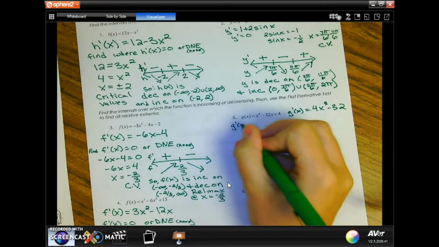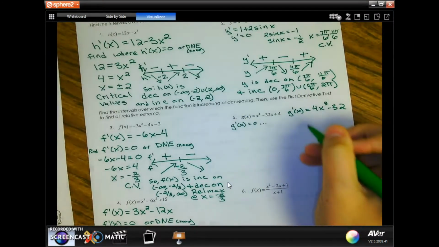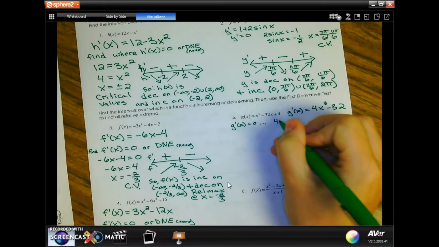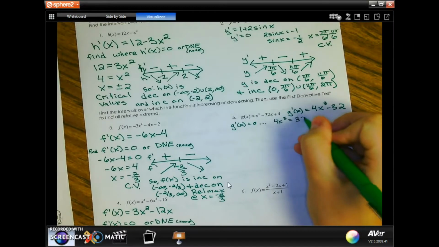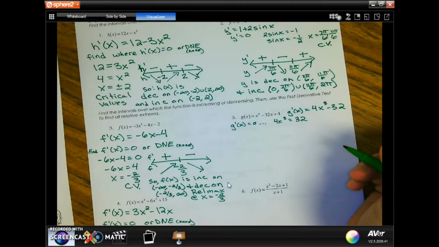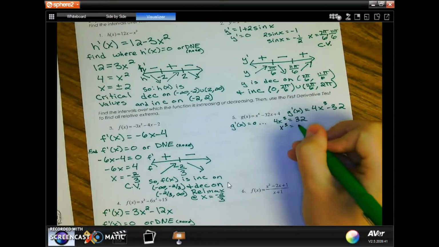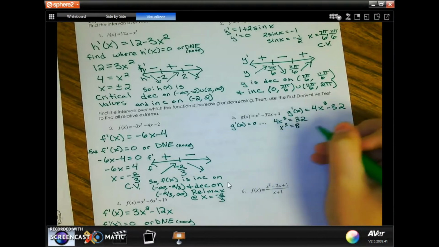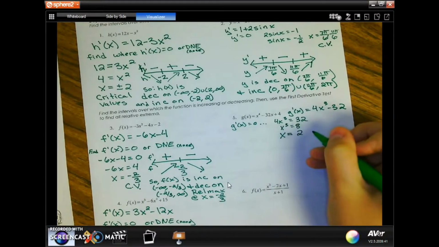So by setting the derivative equal to 0, well, let's see, I don't even need to factor, I could just move the 32 over, so you're going to get 4x cubed equals 32. Okay, divide both sides by 4, and you're going to get x cubed equals 8, and that is going to give you that x equals 2. And again, that 2 is called your critical value.